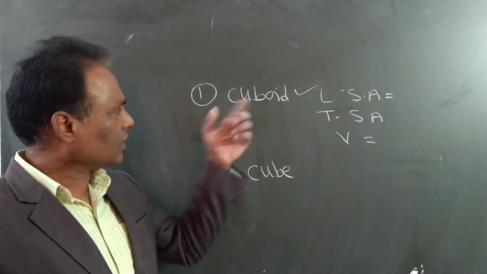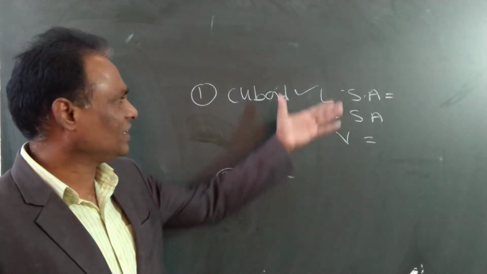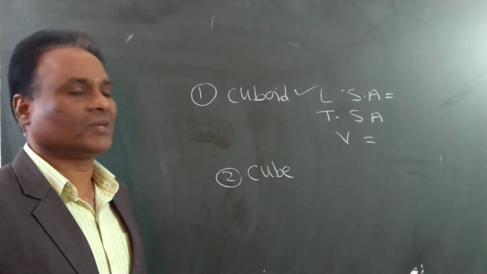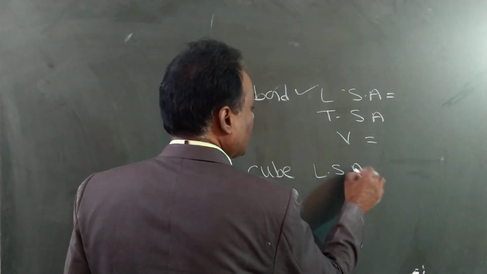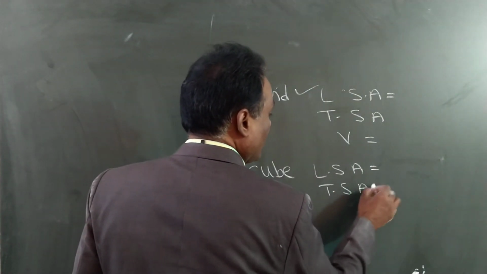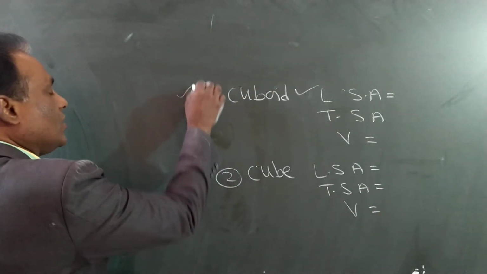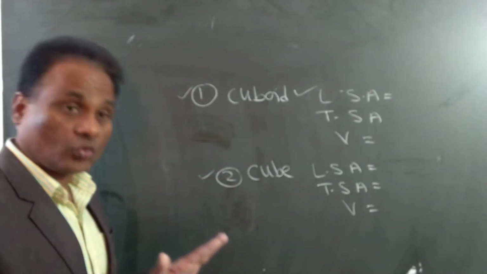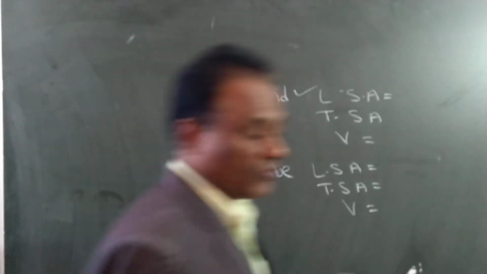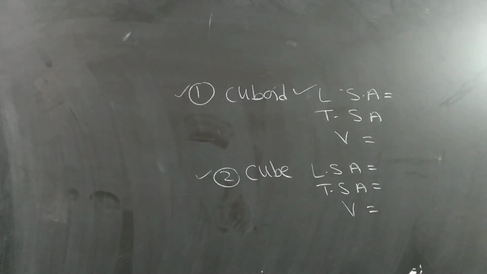If they are unequal, it is a cuboid. The cuboid formulas we can use for a cube also, no problem, but the cube formulas we cannot use for a cuboid. For the cube also I gave the lateral surface area formula, total surface area formula and volume formula. So these 6 formulas we studied and we completed the first exercise. First exercise is over. All the problems we completed.